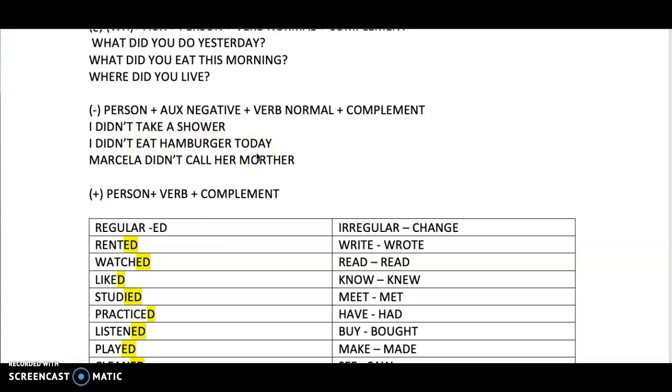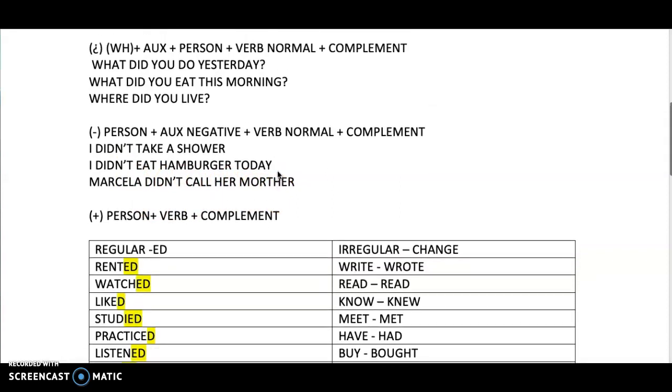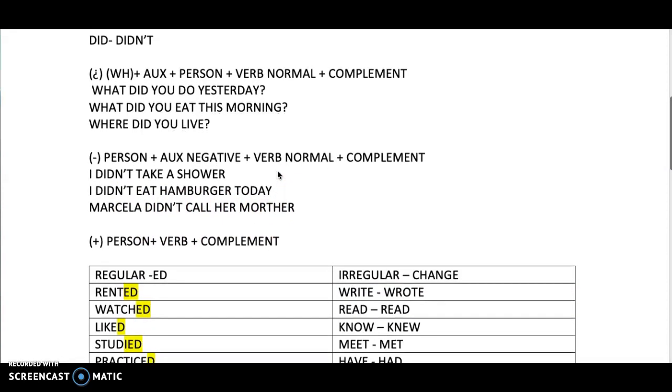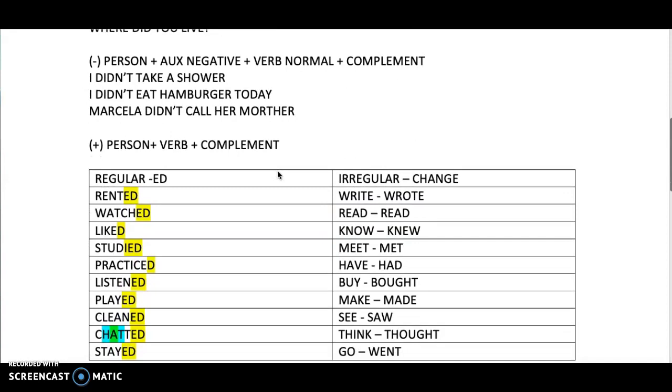Or other example can be Marcela didn't call her mother. Marcela no llamó a su mamá. Okay? Her, su, de ella. Very good. Let's continue with the affirmative sentences. So it's super simple because it's like you're speaking in Spanish. Person, verb, and complement. Okay?